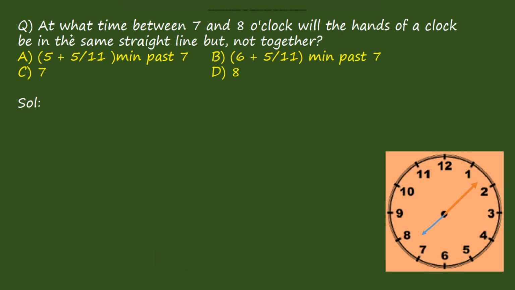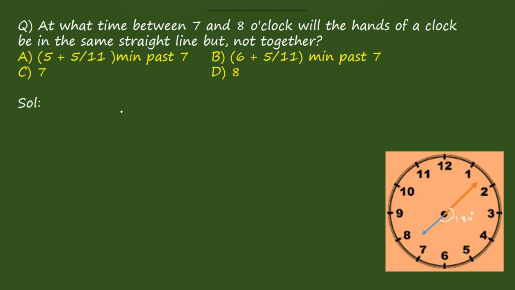The next type of question: at what time between 7 o'clock and 8 o'clock will the hands of the clock be in the same straight line but not together? Here you can see a clock. Between 7 o'clock and 8 o'clock it is forming a straight line. What is the angle made by a straight line? Directly we can say it is 180 degrees. So the angle is given, we just have to find the minutes. They will be forming a straight line only after 7.